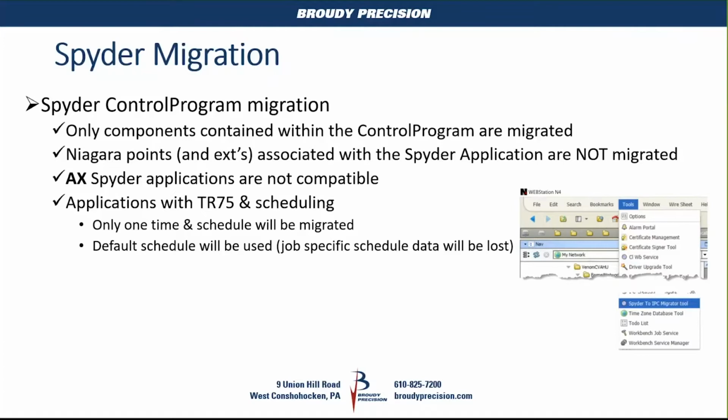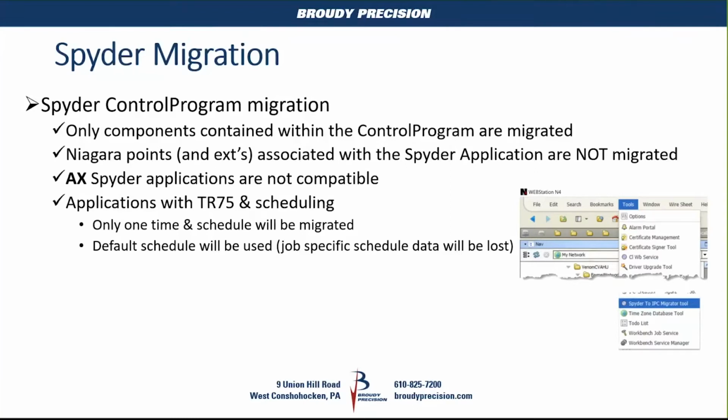So the migration piece will be that part of it. So it's the piece that pops up when you go into engineering mode and your control program folder. Everything below that is what will be migrated. You don't get any of the Niagara points, any of the alarm extensions, history extensions, because obviously they're part of the points. So you don't get any points that are associated with that Spyder application. They don't get migrated. Not a big deal. You can create them again when you're within the CIPer 30. So keep that in mind that it's only the Spyder components that are within the control program that get migrated.